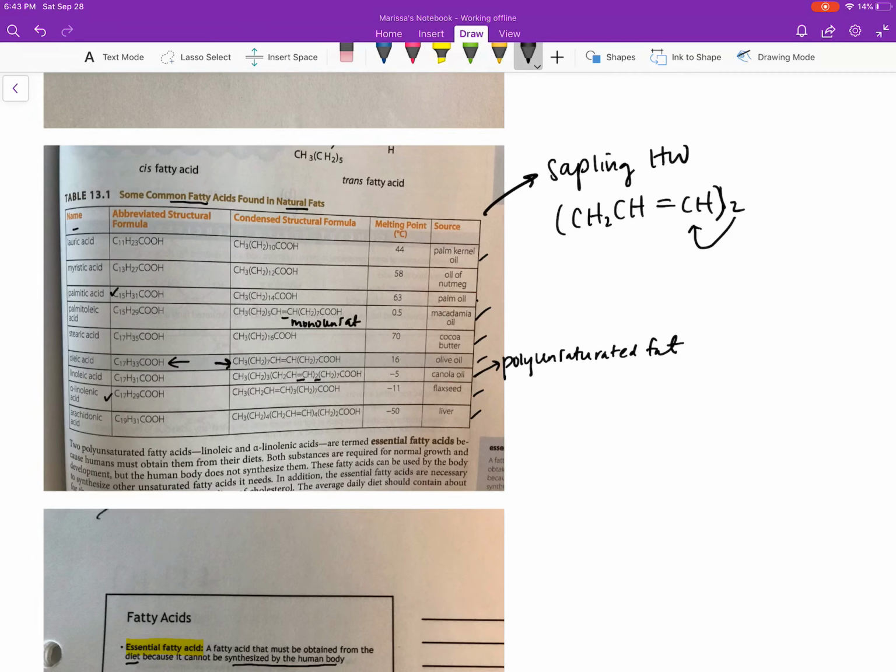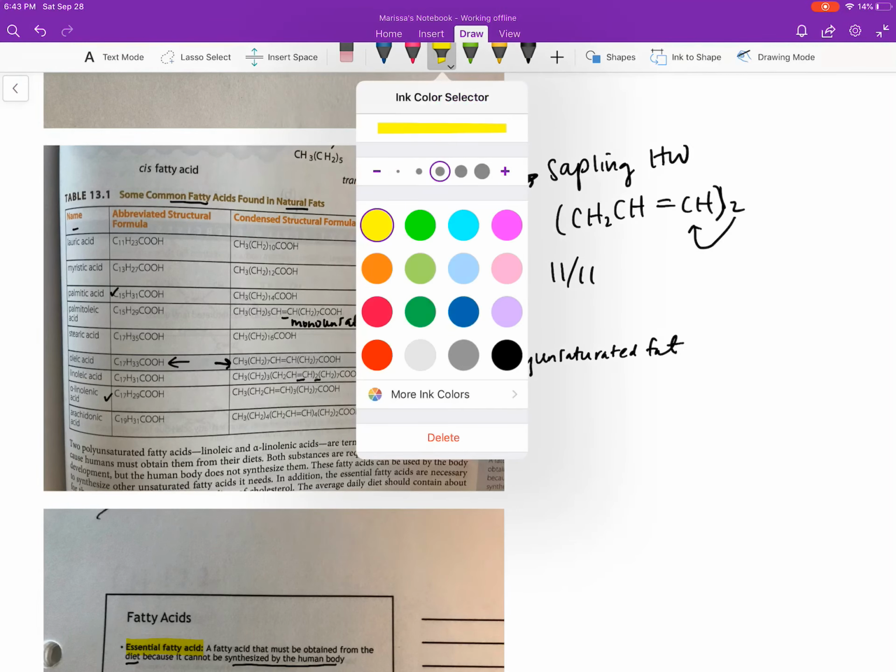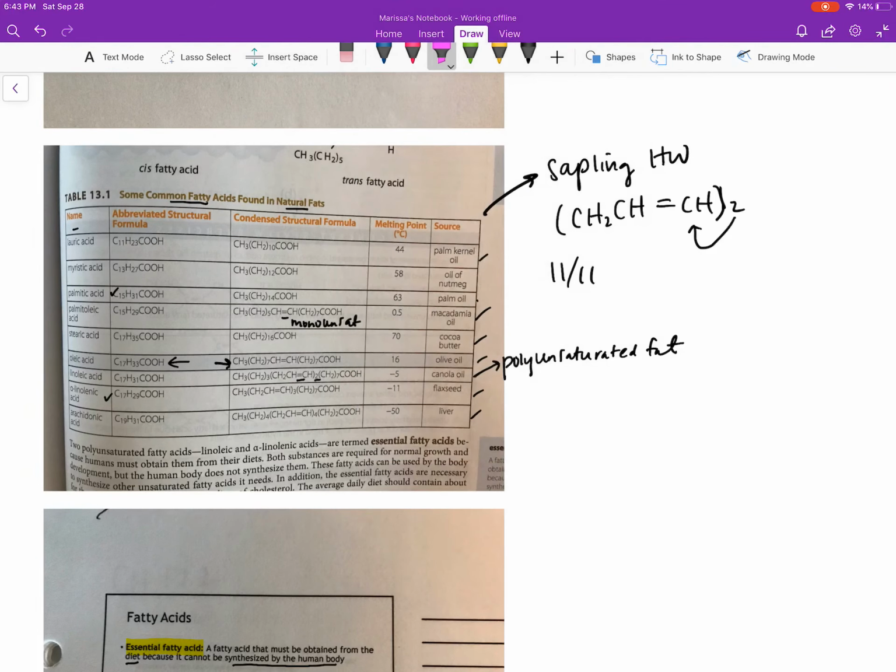So what we want to do is on your in-class assignment, this is going to be an in-class assignment. Today should be the 11th, I believe. Just make sure you put your name. You're going to write out the condensed structures for palmitic acid, alpha-linolenic, and oleic. Okay?